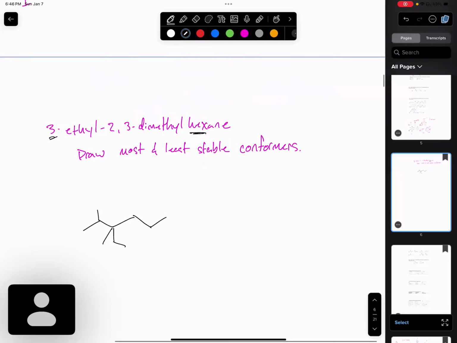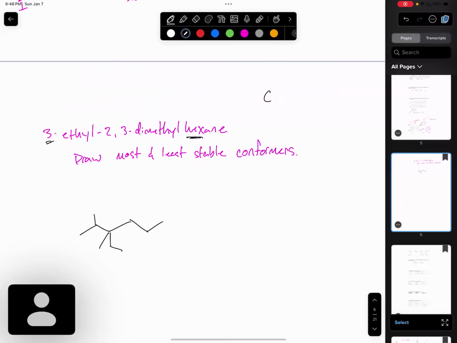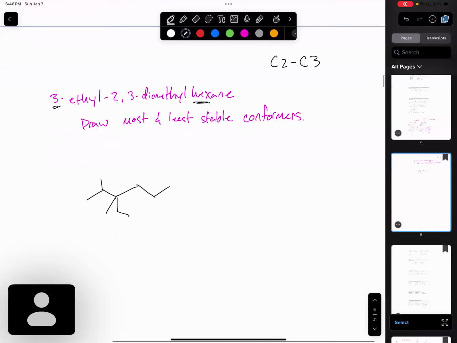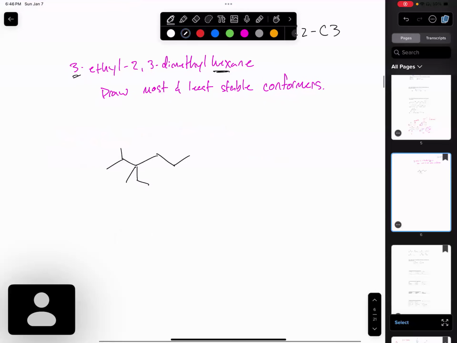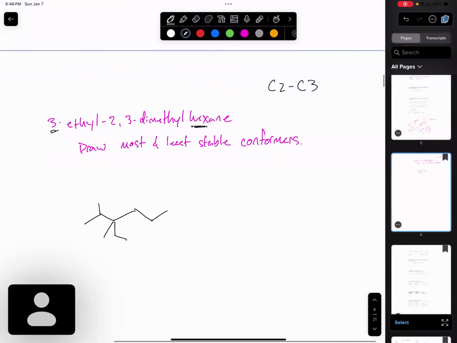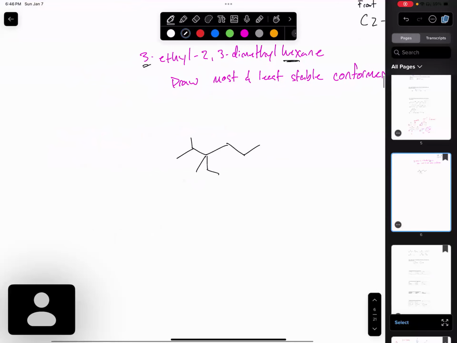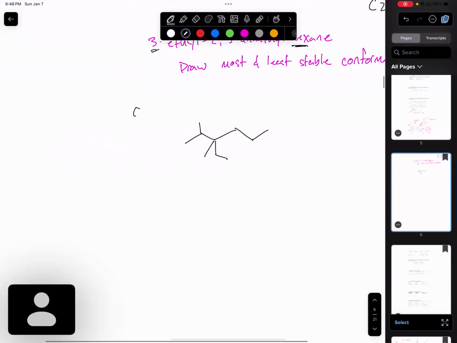And I'm going to tell you to draw it from the C2 to C3 bond. Okay, so C2 would be front, C3 would be back. So front and back. Unless we give you an eye showing you where it is, you're going to assume that the first number is the one that you're looking at from the front. Okay, so something like that.